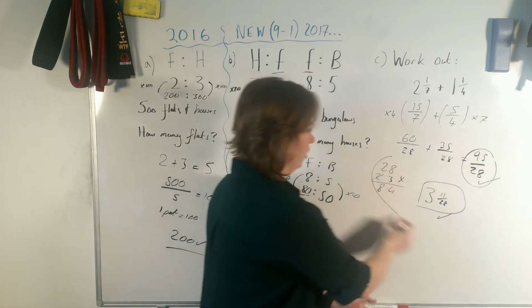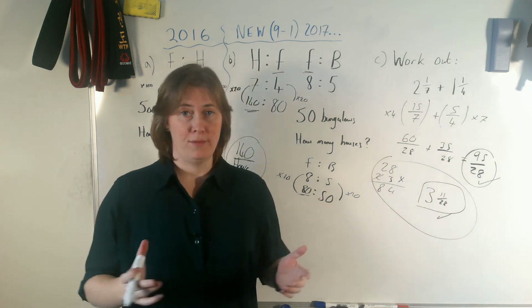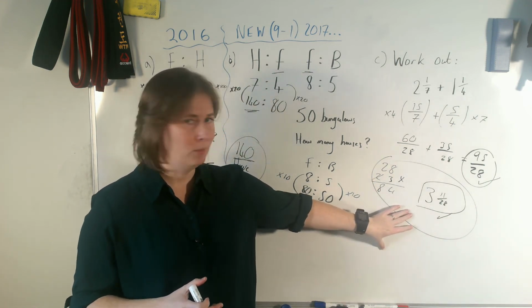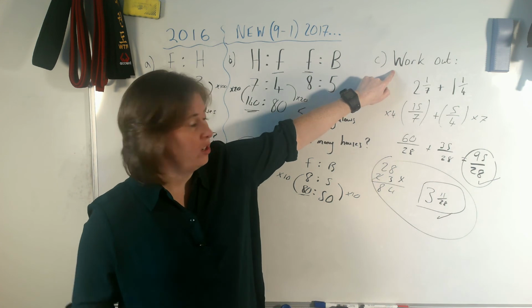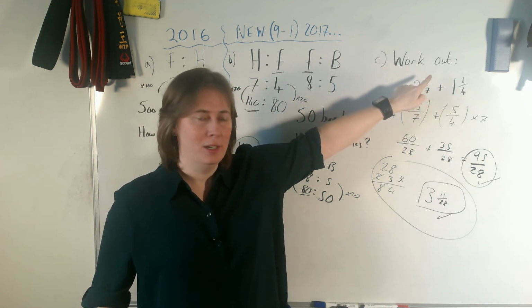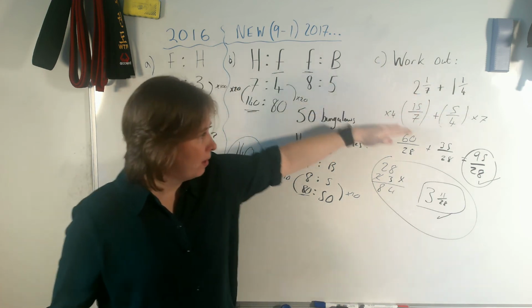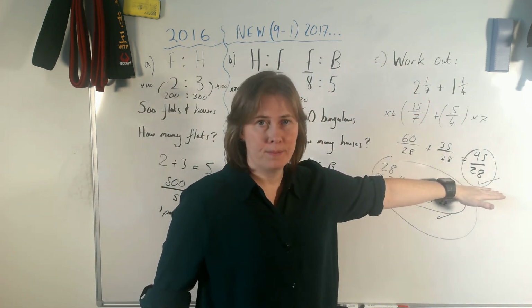This whole section was a complete waste of time. Mathematically, very nice, well done. Credit for that in the exam? 0. Why? The question says work out. It doesn't say give your answer in its simplest form. It doesn't say you must leave your answer in its simplest form. This would have been good enough.